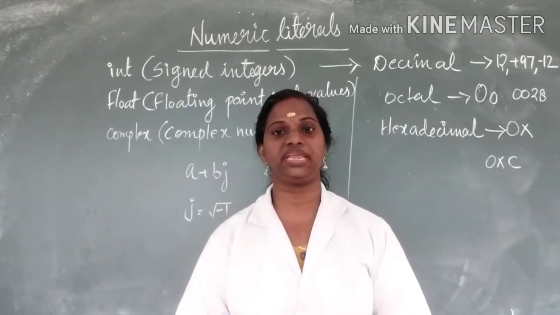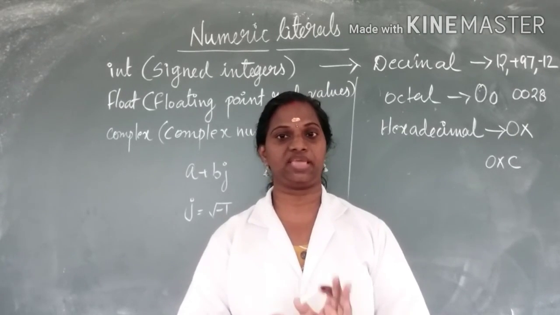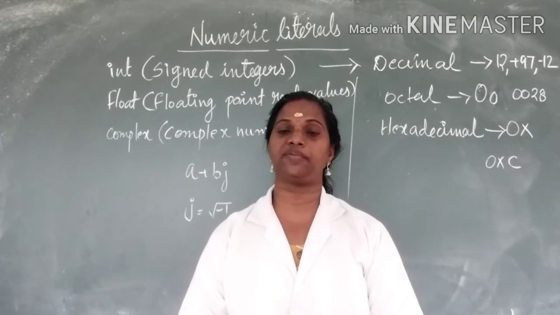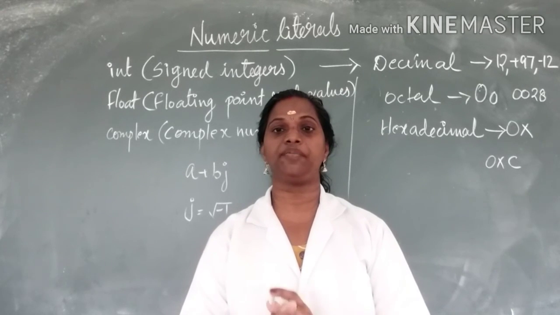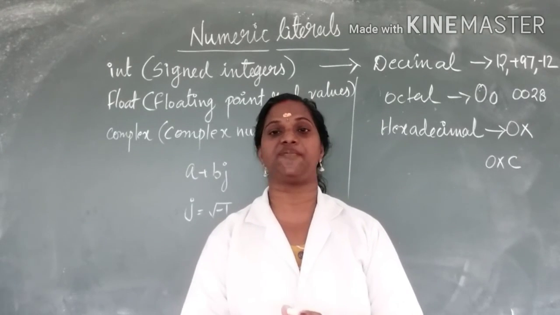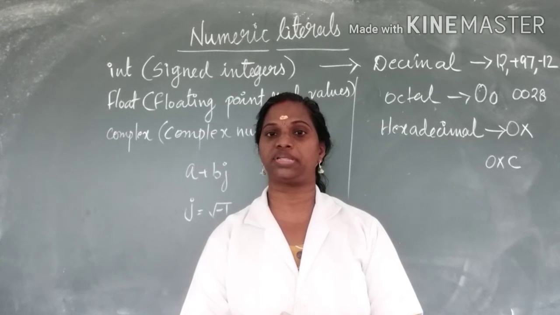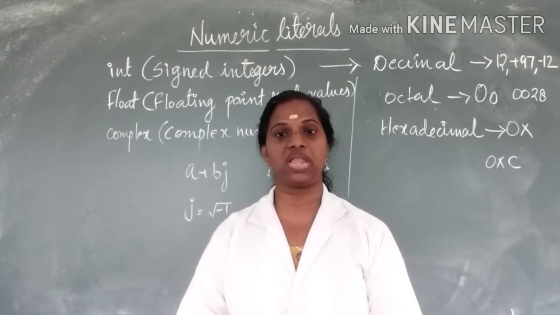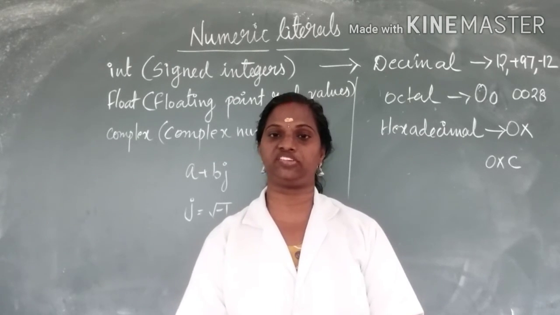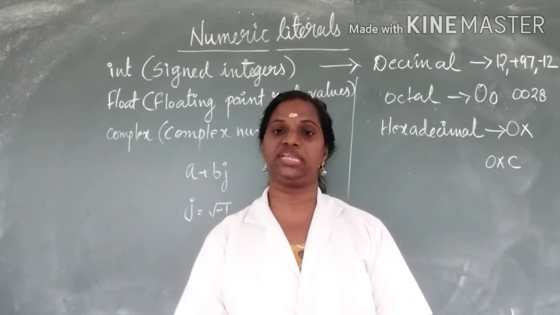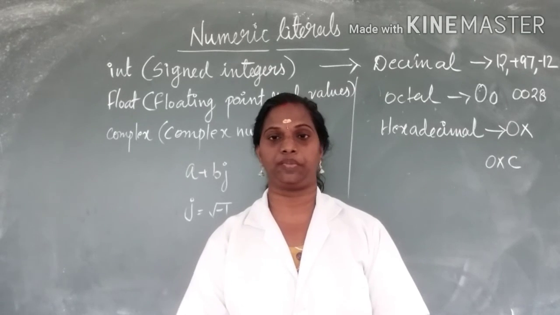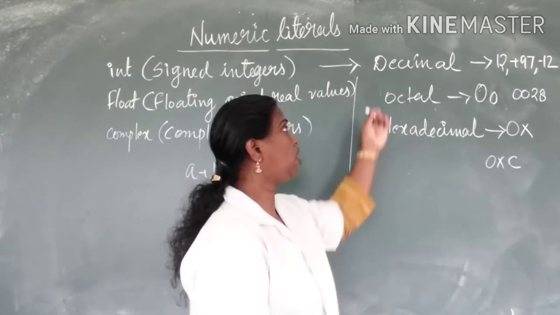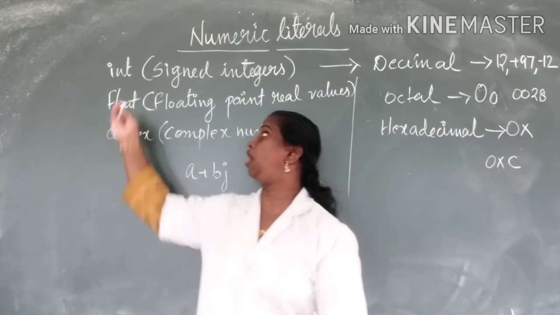When you don't give any symbol, it will be taken as a positive number. For the older version of Python, the integer is again divided into two: short integer and long integer. Short is for small numbers and long is for larger numbers. But the latest version has only one integer type for both small and larger numbers. Here we have only one type, which is called int.